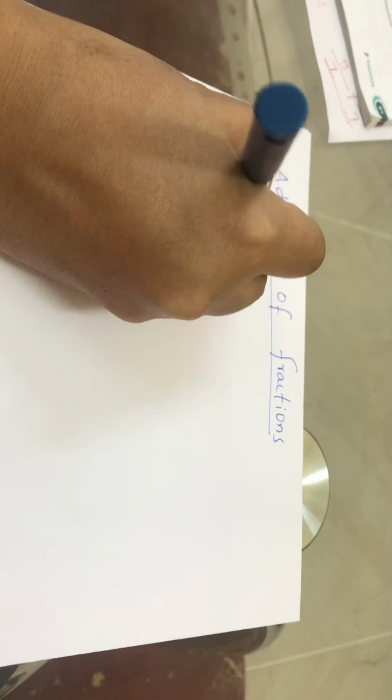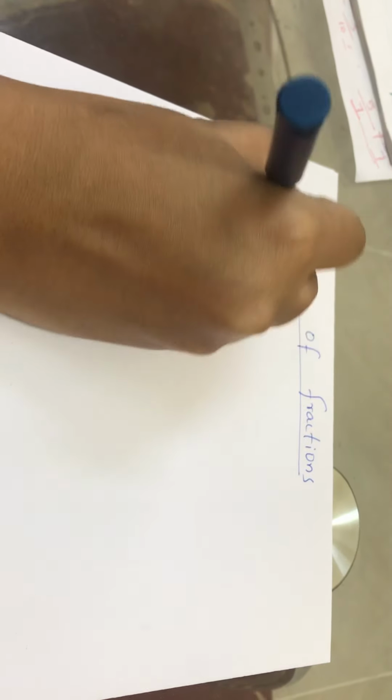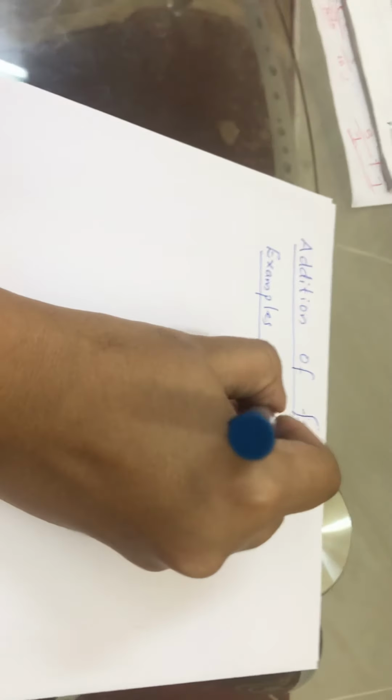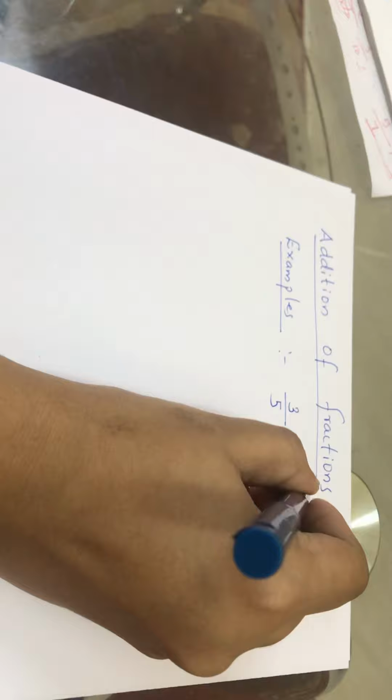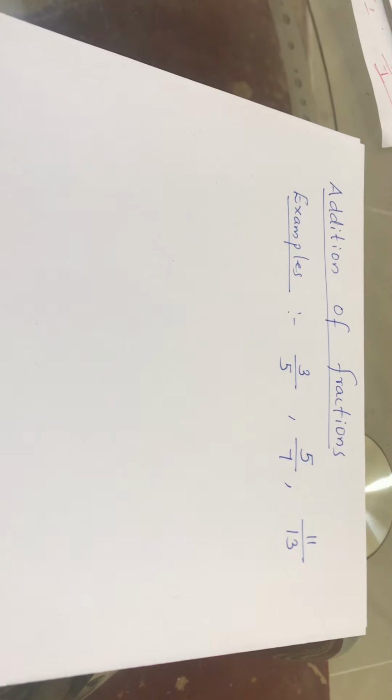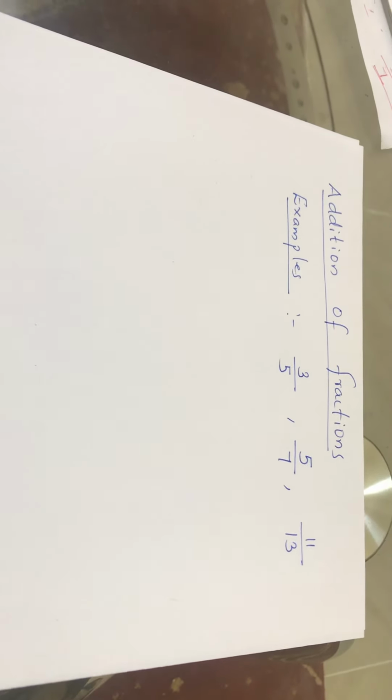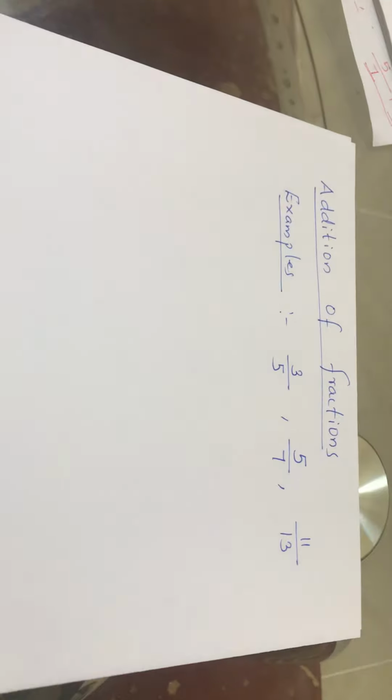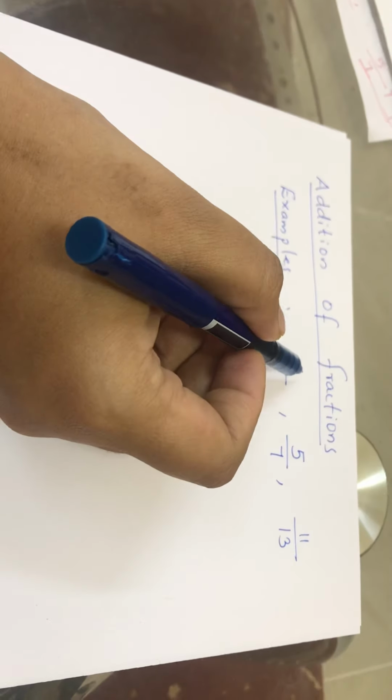Examples of fractions: 3 by 5, 5 by 7, 11 by 13. Can you see the numbers 3 by 5, 5 by 7, 11 by 13? They are not the same as normal numbers, right? They have one numerator and a denominator.